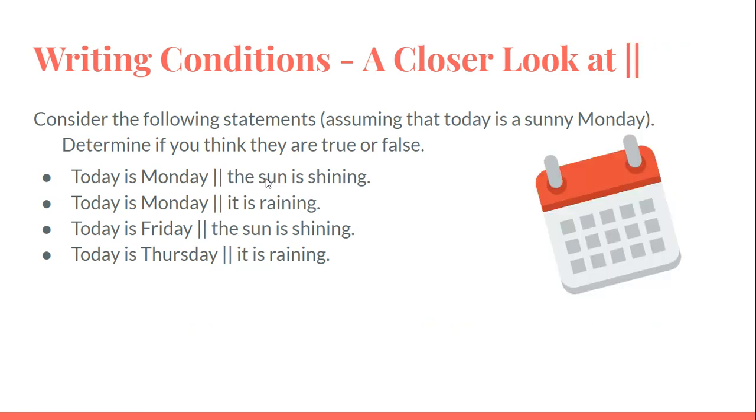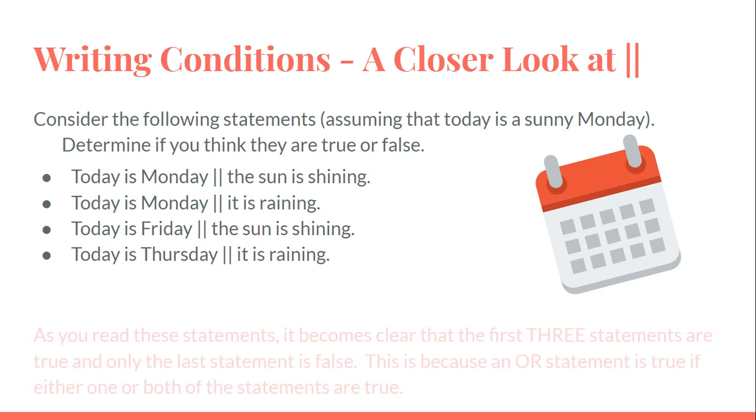Now let's take a look at or. Same statements, same assumption that today is a sunny Monday. Today is Monday or the sun is shining. Today is Monday or it is raining. Today is Friday or the sun is shining. Today is Thursday or it is raining. Think about the truth value of each of those statements based on our assumption that today is a sunny Monday.